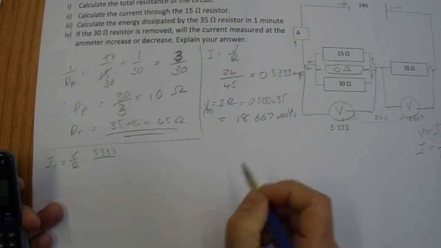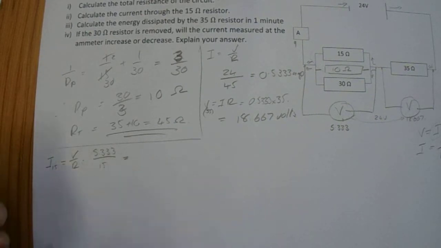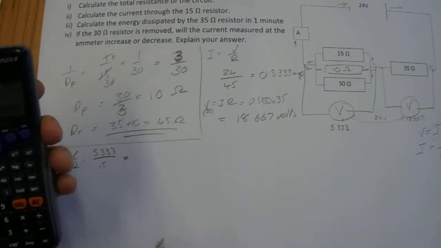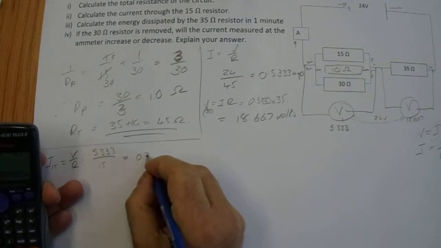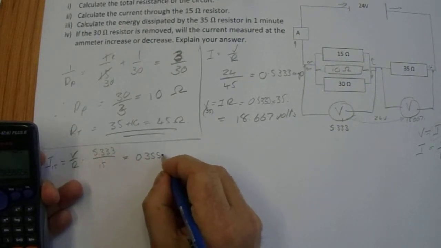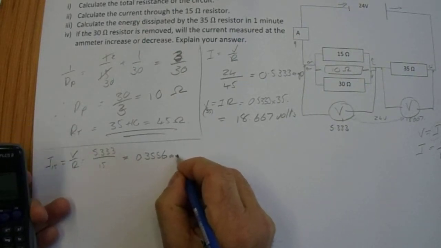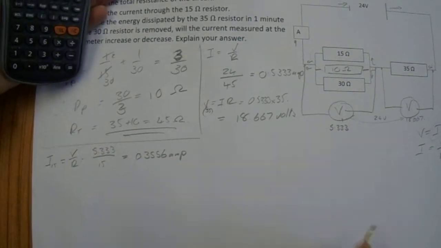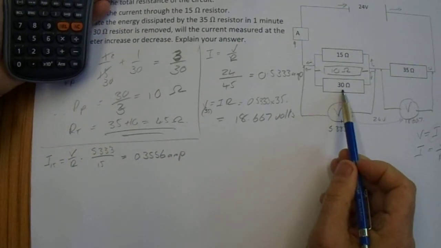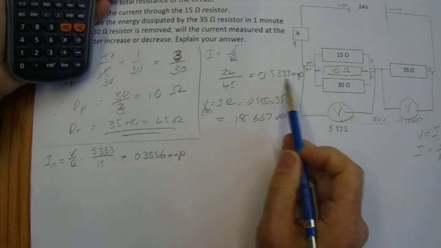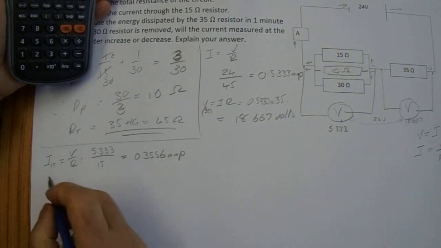5.333 divided by our 15, which equals 0.3556 amps. And if we wanted to check, we just do the same again for the 30, and they should total 0.533. So let's do it again.